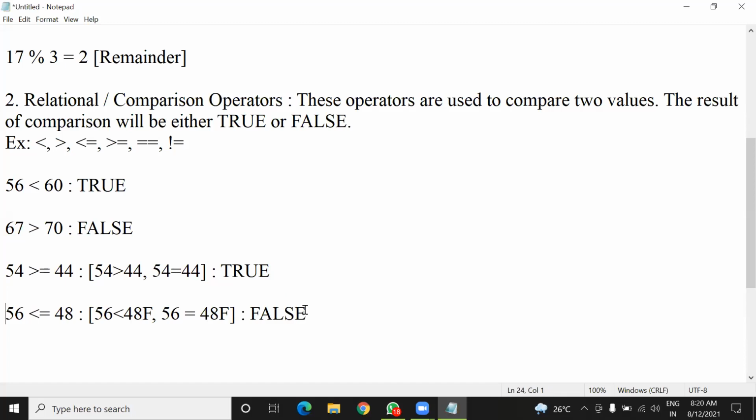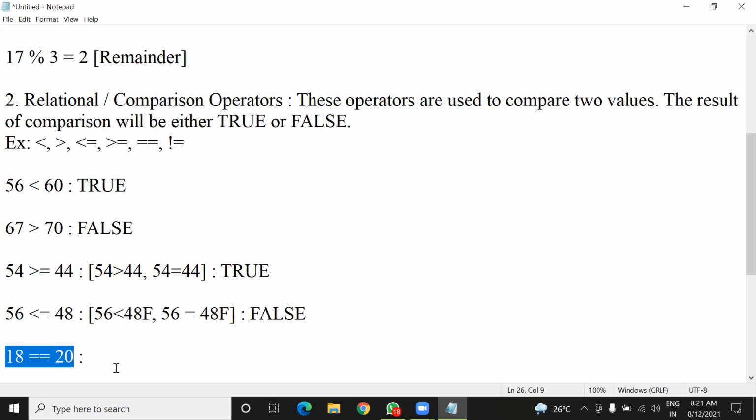Now take another example of equals to equals to. Here I'm going to take 18 equals to 20. Whenever these two equals to symbols are applied, it means you have to check equality. If both operands are equal, then the result will be true. And if both operands are not equal, then it will be false. Understood, everyone? Yes, sir.